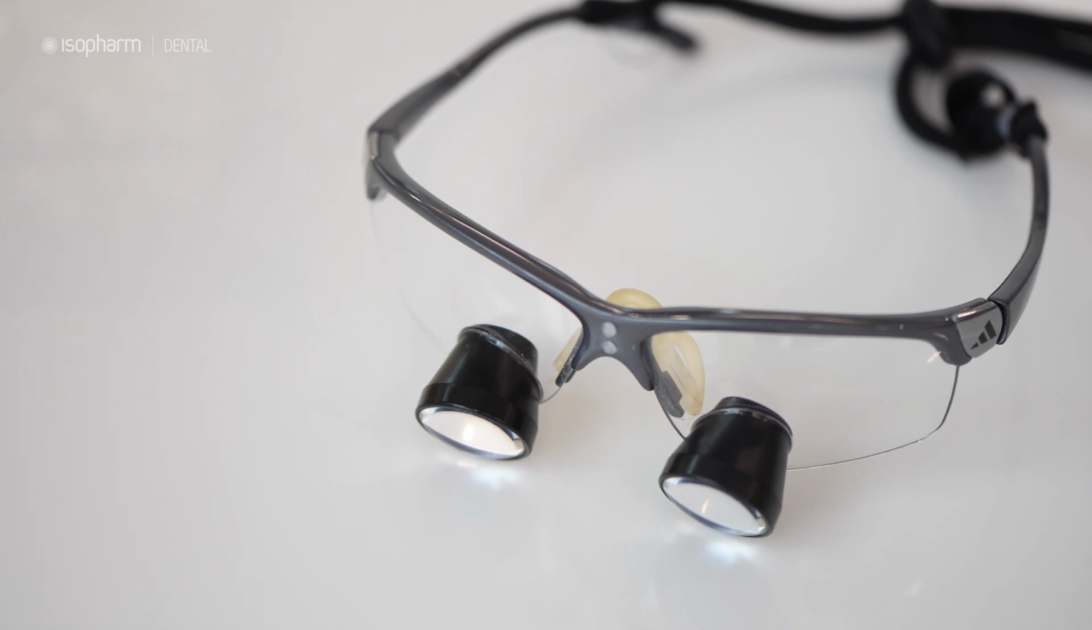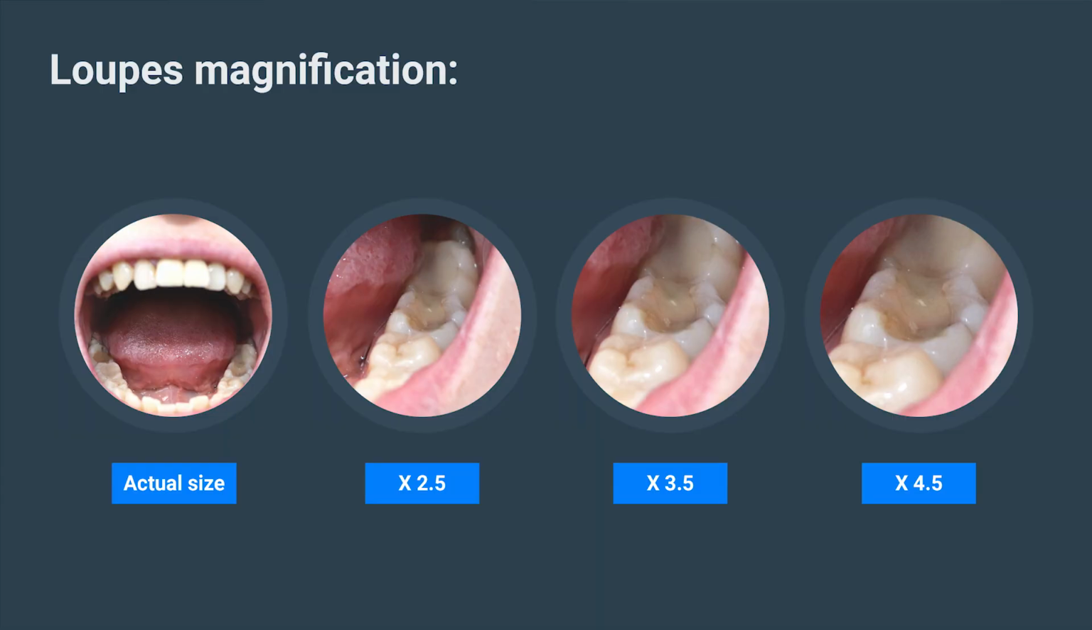Loupes are perfect for general dentistry, a size 2.5 to 3.5 times. They will massively enhance your ability to diagnose caries, to see fractures, to refine margins on crown preps, but they're also wonderful for finding root canals. So if you're doing a lot of general dentistry, 2.5 times, 3.5 times loupes will be perfect.